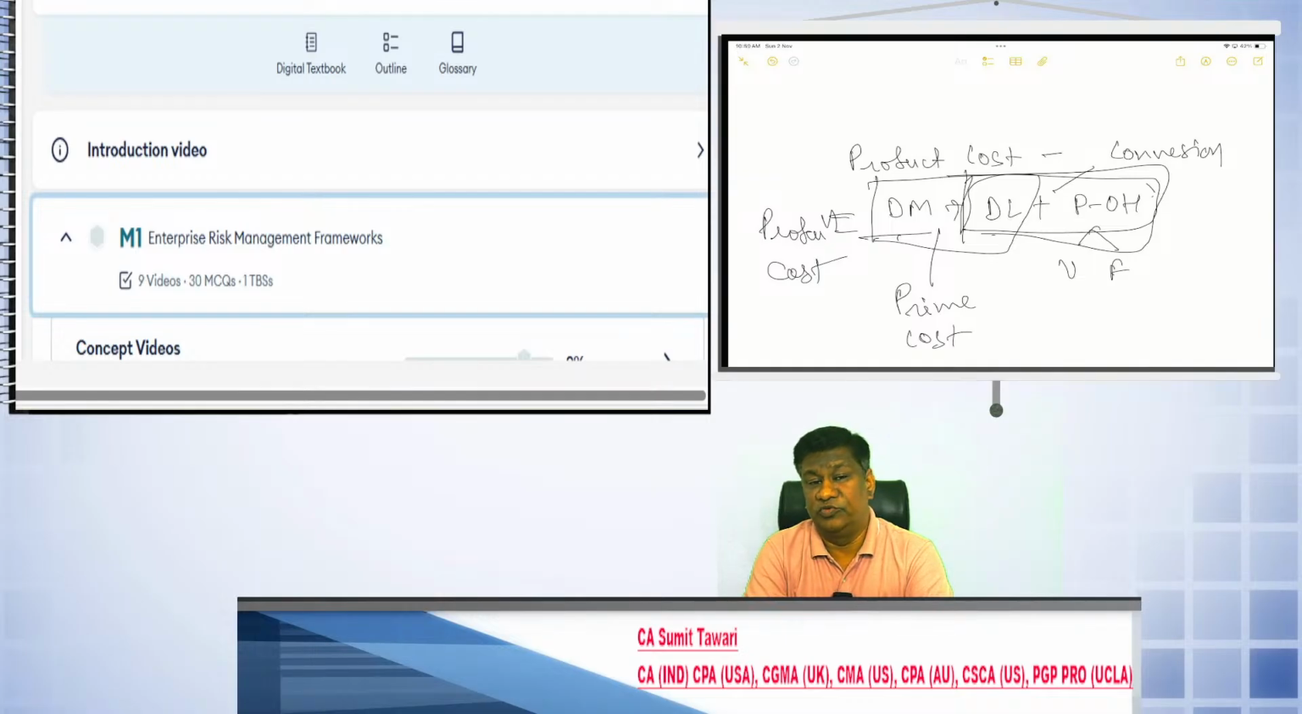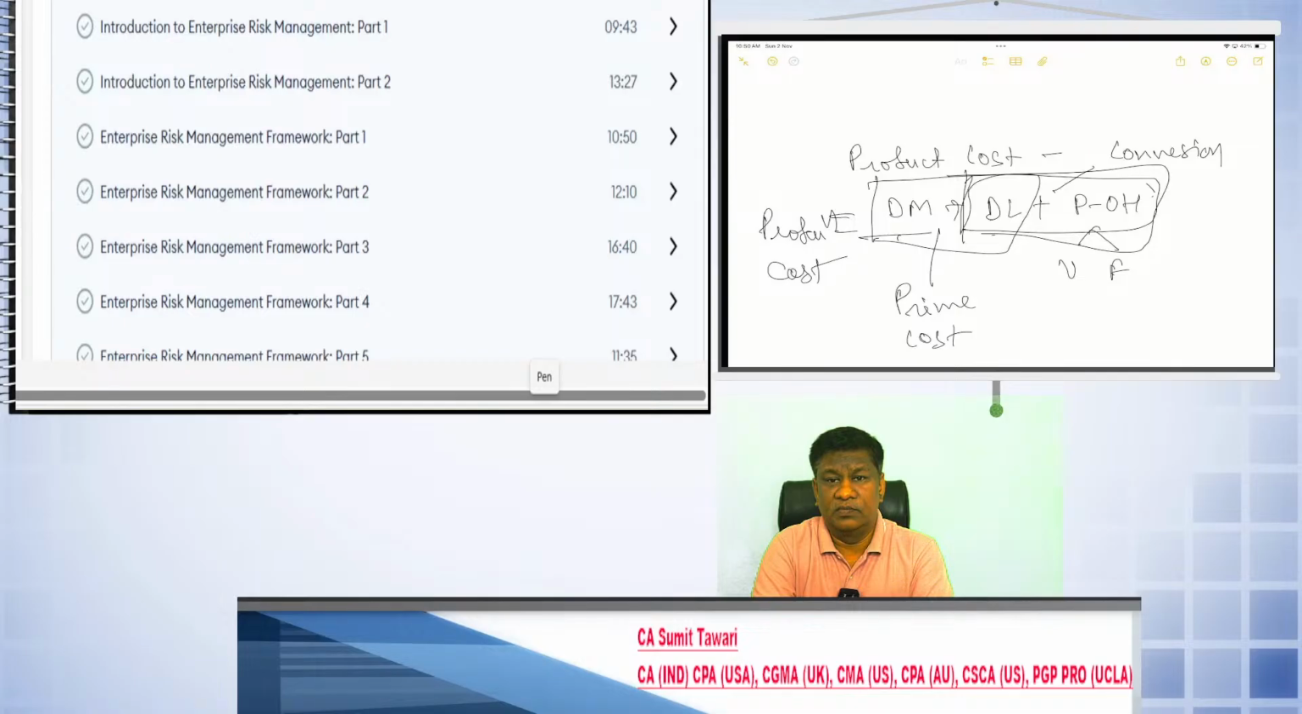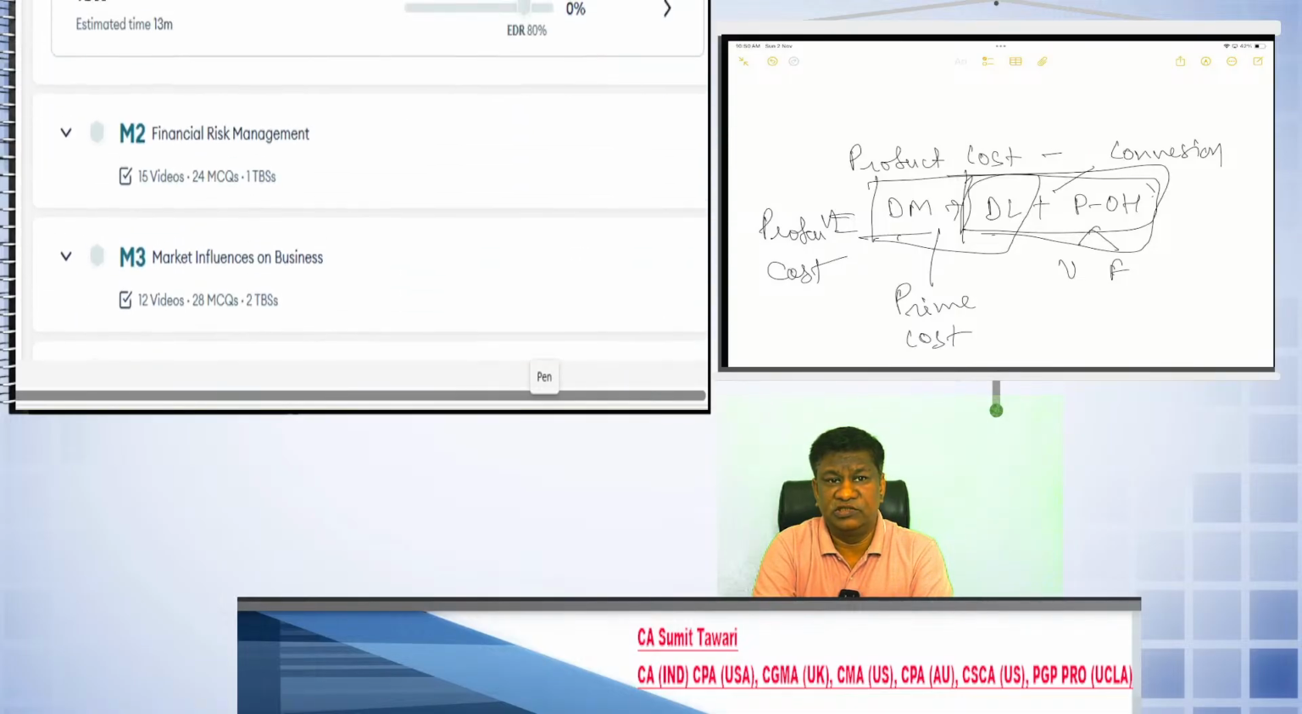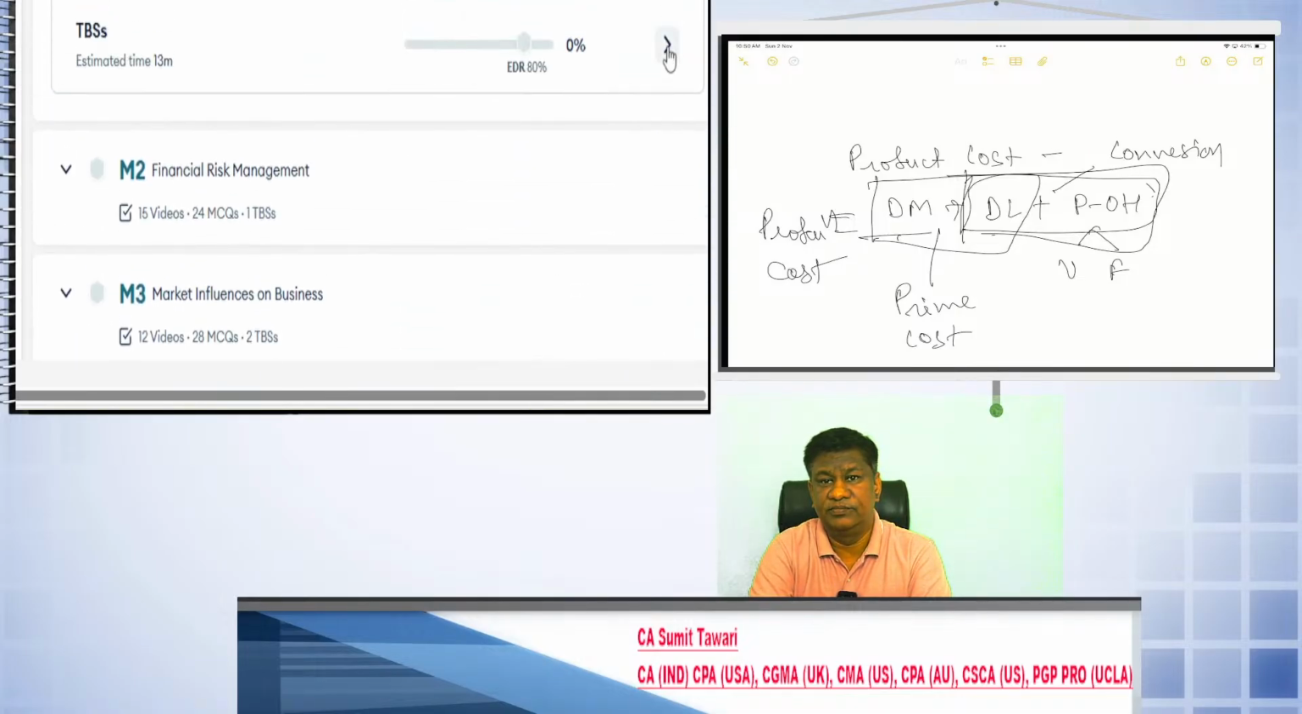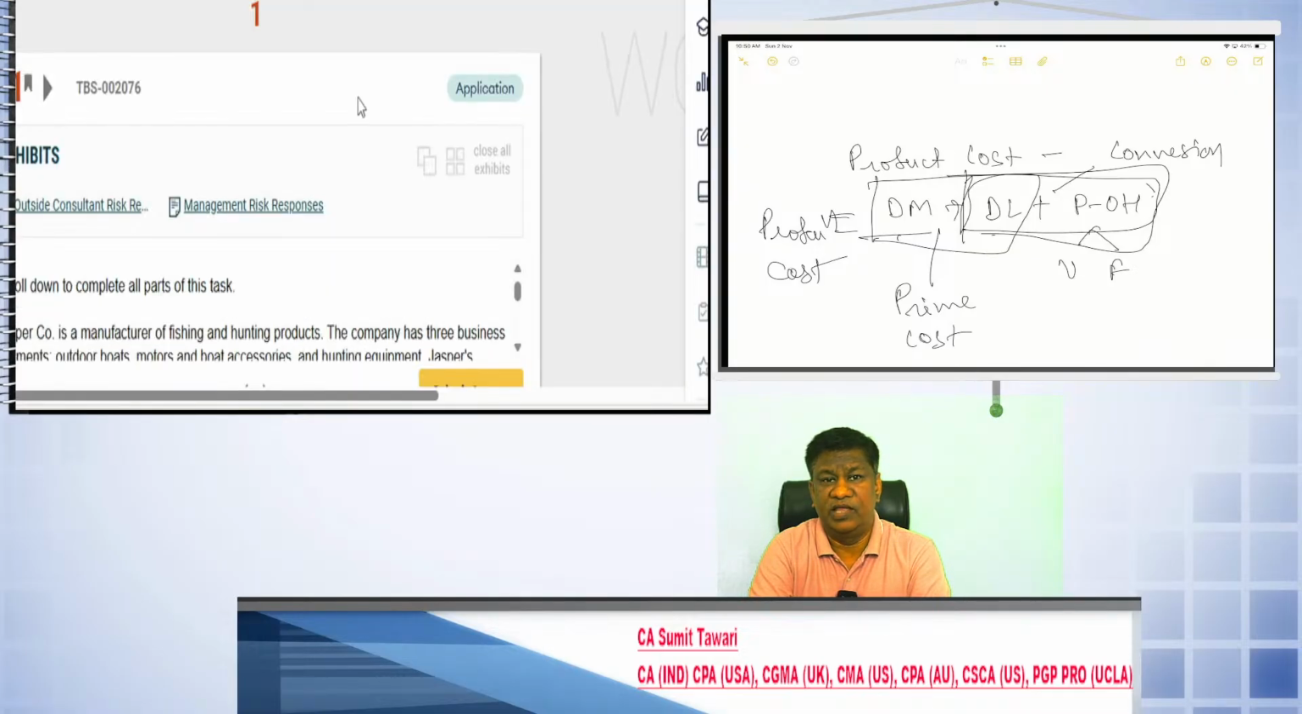So I suggest that along with the MCQs, you start simulations as well. At least in a day, if you are able to solve one or two simulations, that will give you good practice. Here you can select a simulation and then start, one by one.